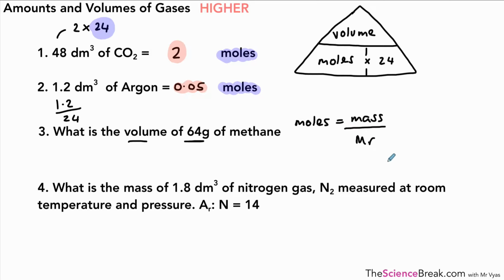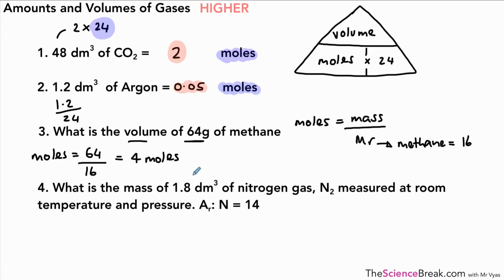And that's working out the number of moles as mass over relative formula mass. And we want to work out the relative formula mass of methane. We've done lots of practice on that, so I won't make you do it again. I'll just tell you that it's 16. So we can do the number of moles as 64 grams, which is the mass, divided by the relative formula mass, which is 16. And 64 over 16 gives us 4.